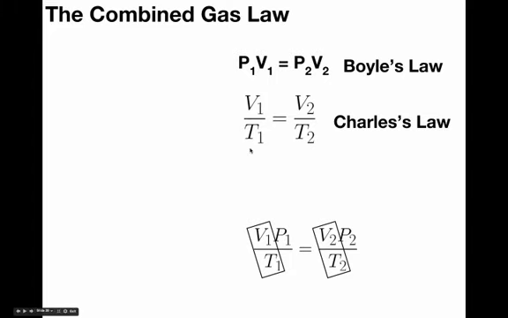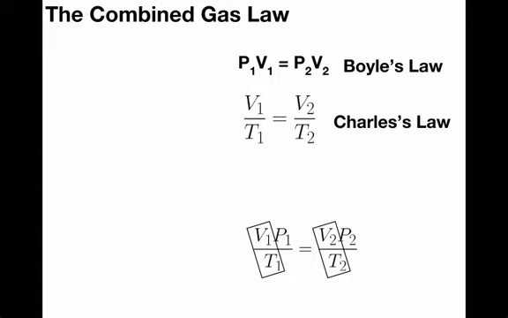The combined gas law basically allows you to figure out what will happen to a gas in a container if you change two of these three features. In other words, if you change the volume and the pressure of a gas in a container, what happens to the temperature? If you change the volume and the temperature, what happens to the pressure? Or if you change the pressure and the temperature, what happens to the volume?